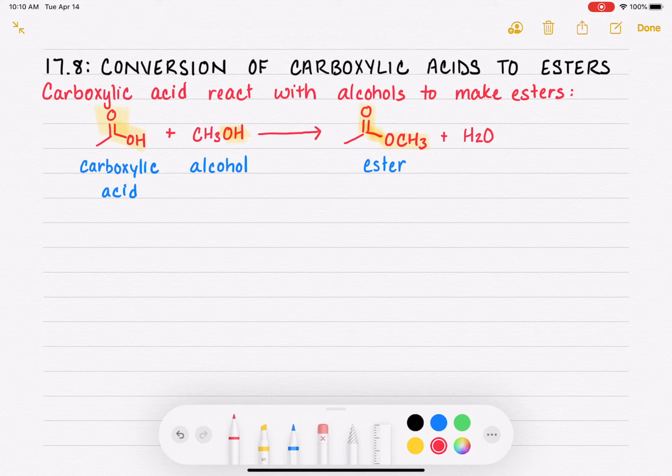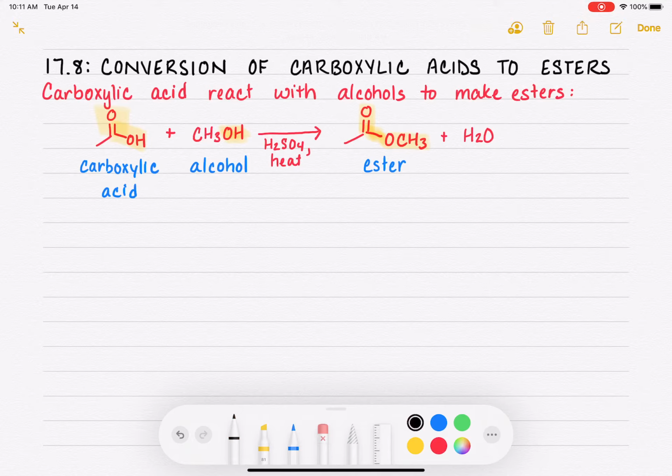And then for the catalyst for this reaction, we need an acid. The acid that we usually use for this reaction is sulfuric acid, which is H2SO4. So I'm writing it underneath the arrow, which is typically where we write the formula for a catalyst. Sometimes this reaction requires heat. So sometimes you'll see H2SO4, heat.